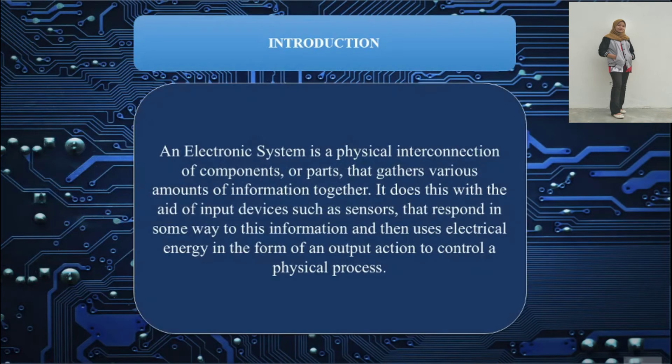First, we go to introduction. So, an electronic system is a physical interconnection of components or parts that gathers various amount of information together. It does this with the aid of input devices such as sensors that respond in some way to this information and then use electrical energy in the form of an output action to control a physical process. So, I will pass to the next presenter.